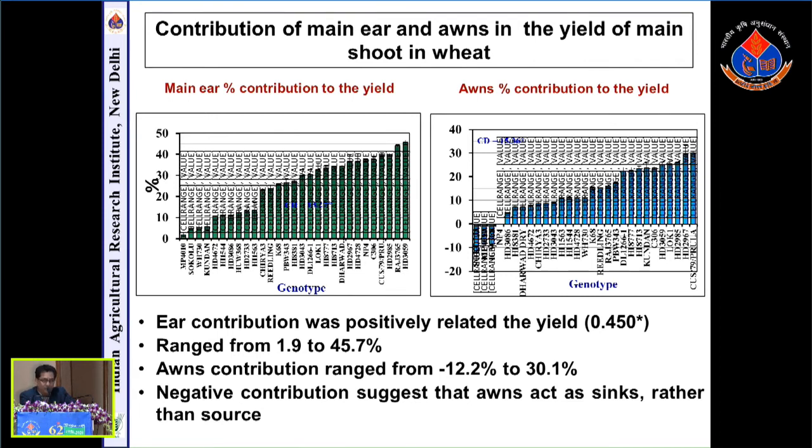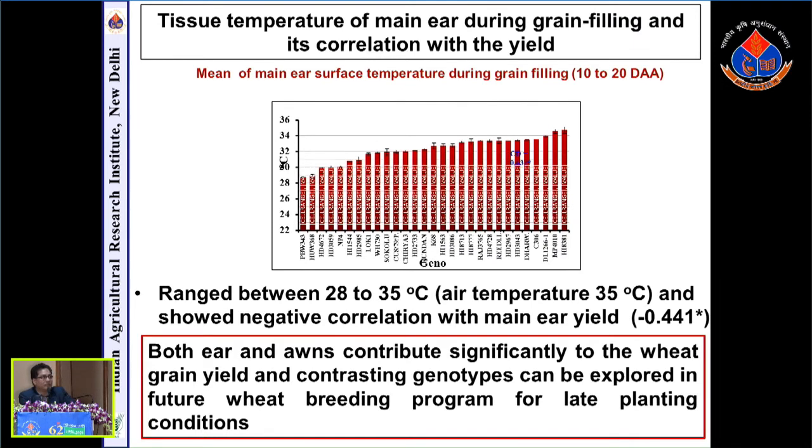And then they also measured the tissue temperature of the main ear during the grain filling stage using an IR thermal camera, and it was found that the tissue temperature ranged from 28 to 35 degrees Celsius when the air temperature was 35 degrees, and it showed a negative correlation with the main ear yield. And they concluded that both ear and ONS contribute significantly to wheat grain yield, and the contrasting genotypes can be explored in future wheat breeding programs for late planting conditions.